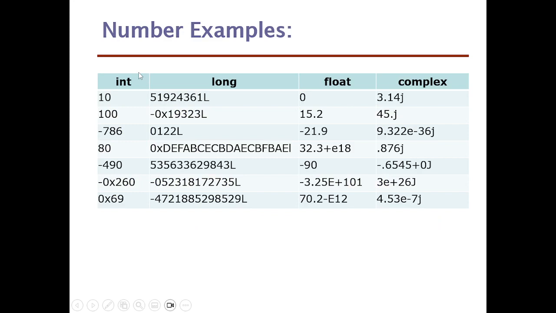So, number examples. We have the integer. So this is the list of the integer examples. We have the long, and we have the hexadecimal here. Okay, this one is a hexadecimal. Then float, we have 15.2. Basically, the float is for decimals. Then we have the complex, like this one, the combination of numbers and letters.